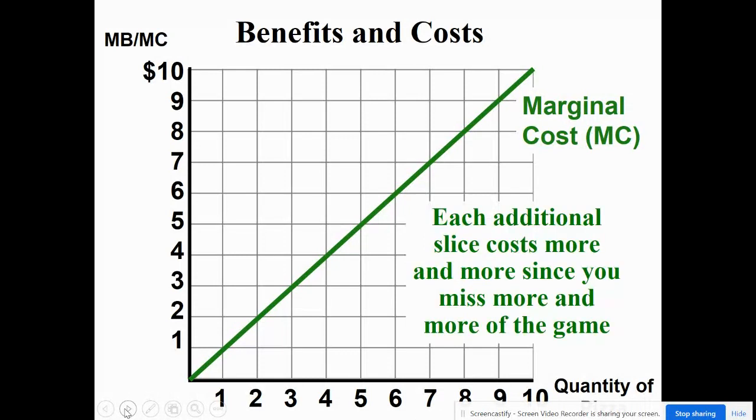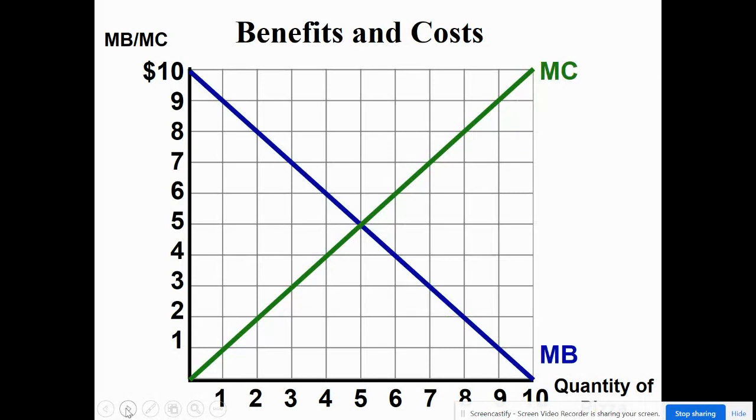If we put the two together, each additional slice costs more and more since you're missing more and more of the game or the sporting event. So when we put them together, realistically, we should buy 5 pieces of pizza, right? Because we're getting the most out of every dollar that we spend. That's where we should be at this sporting event. It's just like equilibrium. Once again, this is our personal marginal benefit and our personal marginal cost. We want to get our most satisfaction.